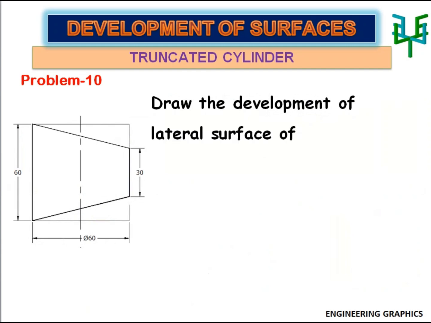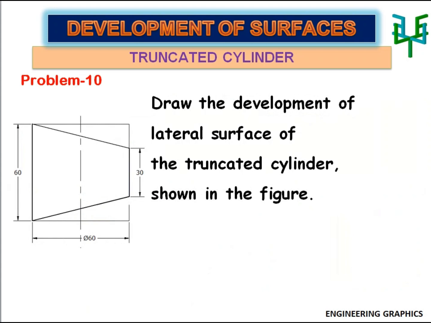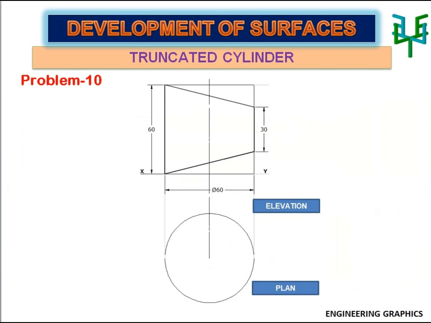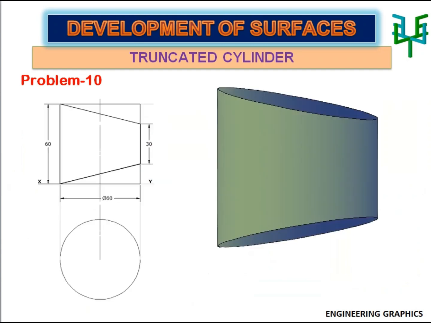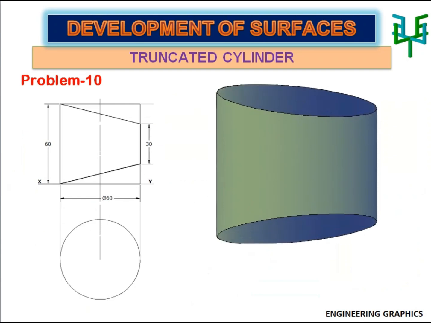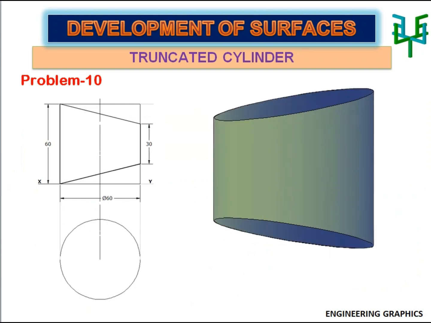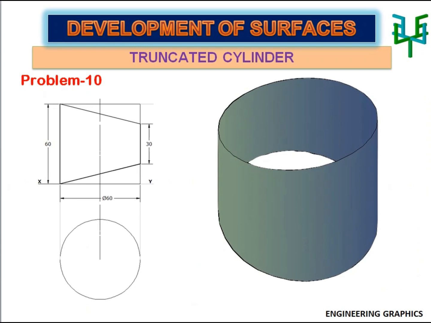Draw development of lateral surface of the truncated cylinder, shown in the figure. In this problem, the front view of the truncated cylinder is given. For drawing development, we have to draw this front view and its top view. Development of prisms and cylinders are drawn by drawing projectors perpendicular to the axis of the solid.